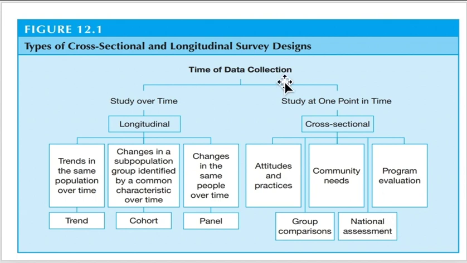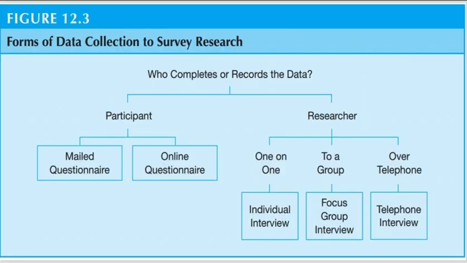I can turn it into a longitudinal, right? But then I start to ask different questions. How are the needs and wealth and family size and things changing over time versus what are things like right now? And so that's the main difference between those two. One's looking for changes over time, one's looking for just a description of how things are right now.